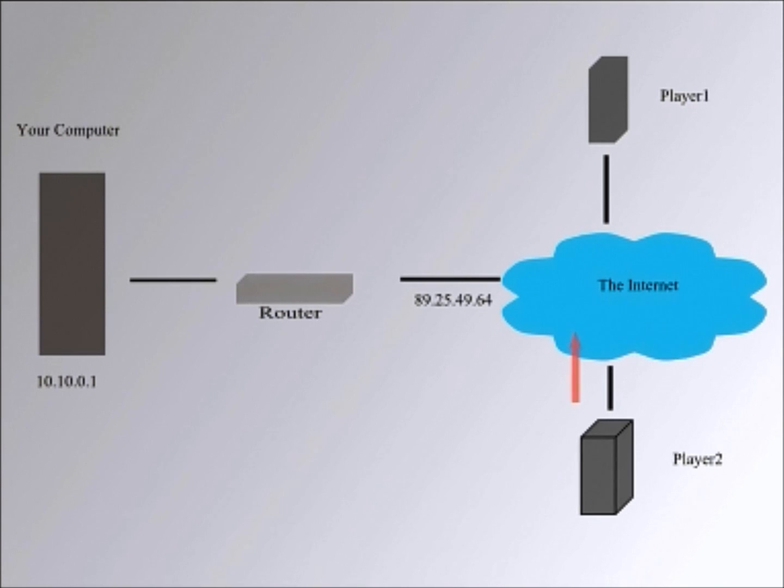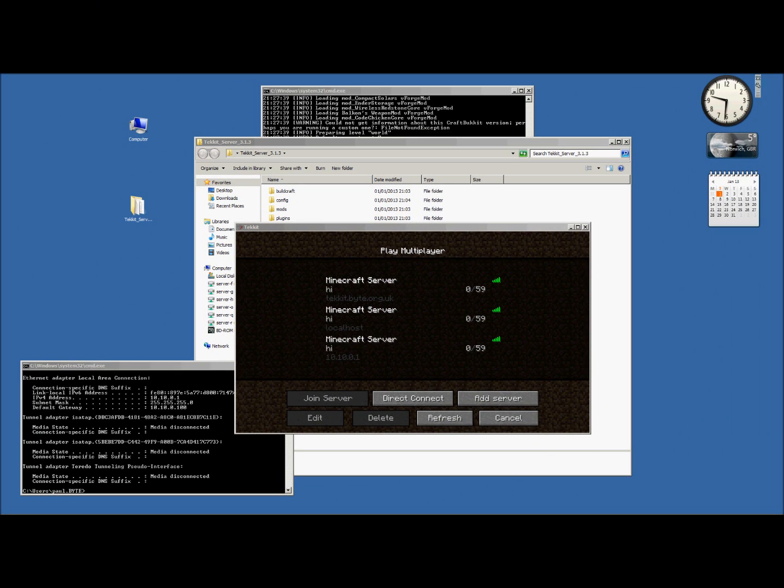Player 2 pops that number into his Minecraft, connects to the internet, which points to my router, which then connects me to my machine. So a direct connection from player 2 to my computer. And there we go. That's generally how IP forwarding or port forwarding works.